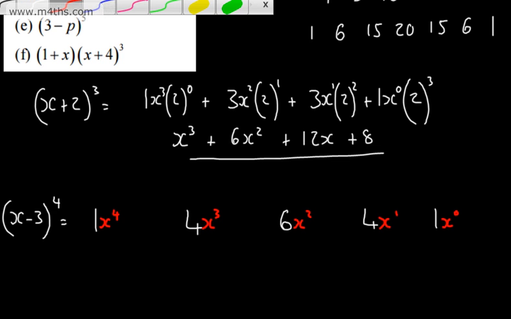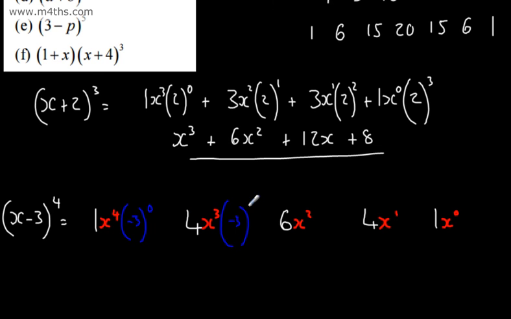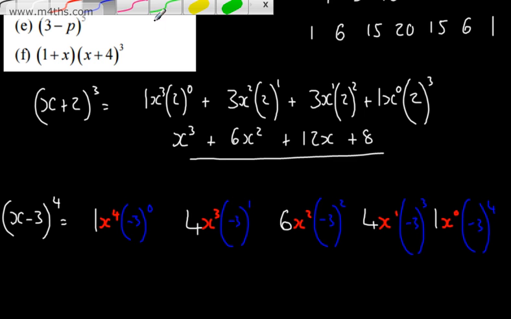Okay, now if we get a different colour, what we're going to have now is the negative 3, which is to the power of 0. We're going to have now the negative 3, which is to the power of 1. We're going to have the negative 3, which is to the power of 2. We're going to have the negative 3, which we need to cube, and then we're going to have negative 3, which we need to raise to the 4th power. So this might help you out, might not. It's entirely up to you on how you want to view that.